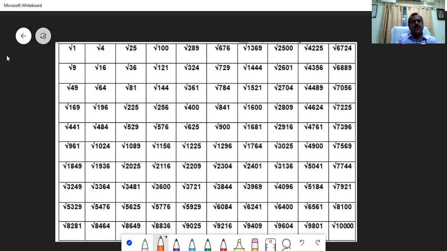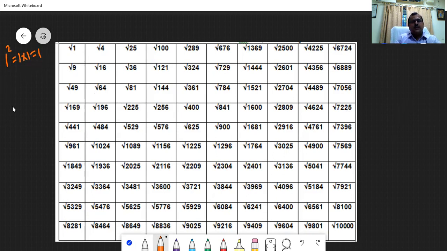What is one square? A square is multiplying the same number. Yes, you are correct. One into one is one. Whenever I ask any question, you can put your answer in the chat box. Let me see what your answer is.